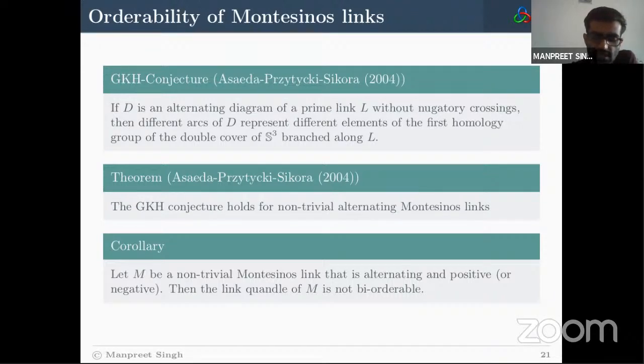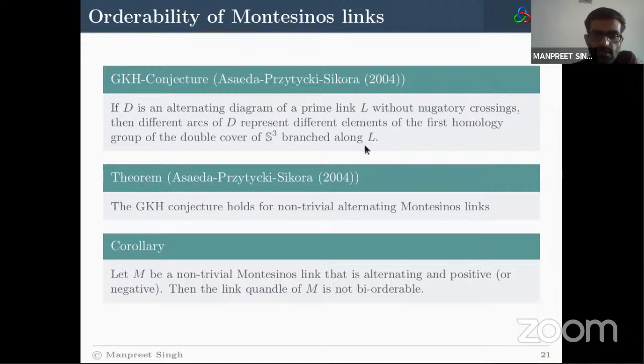the Coffin hierarchy conjecture is that the determinant of a knot is basically the order of the first homology group of the double cover of the three-sphere branched along the knot L. And noting this, they introduced a more generalized version of the conjecture. That is, if D is an alternating diagram of a prime link L with no nugatory crossings, then the different arcs of D represent different elements of the first homology group of the double cover of the three-sphere branched along link L.